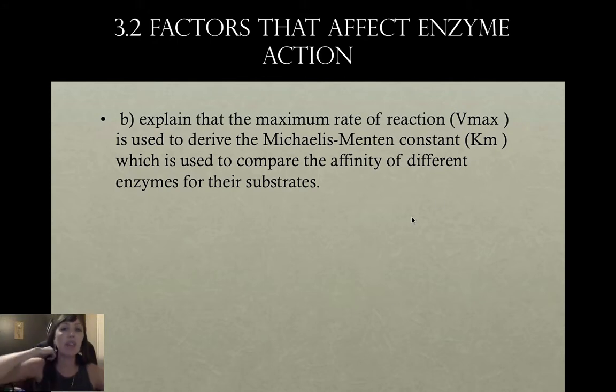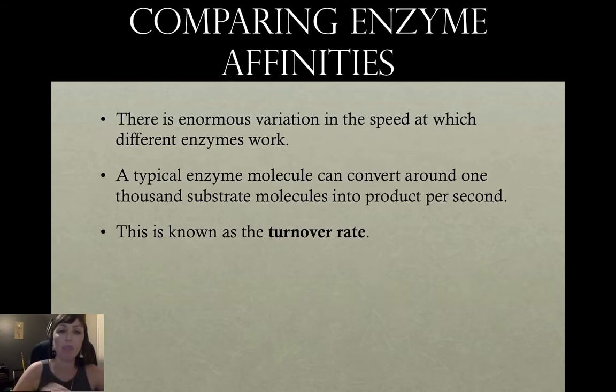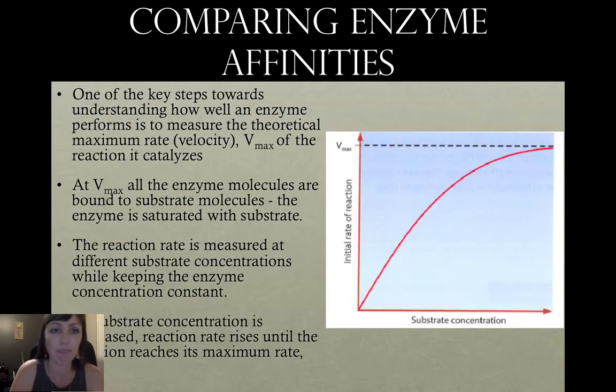So, factors that affect enzyme action, we've talked about those. Now let's talk about comparing enzyme affinities. There is an enormous variation in the speed at which different enzymes work. A typical enzyme molecule can convert around 1,000 substrate molecules into product per second, and this is known as the turnover rate.